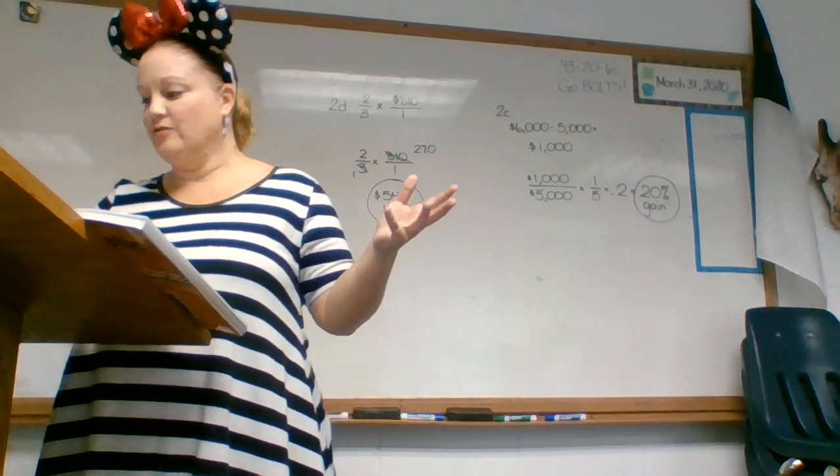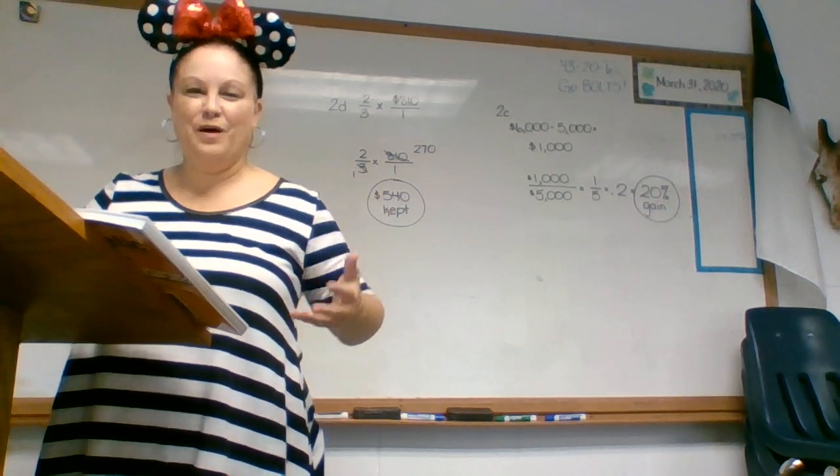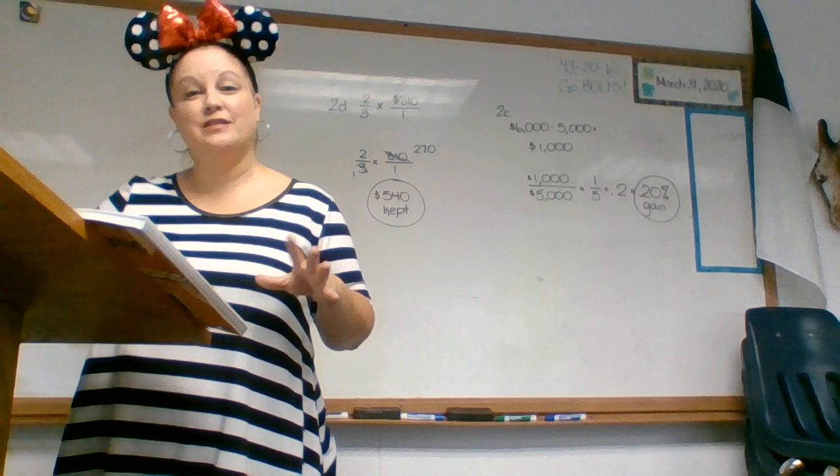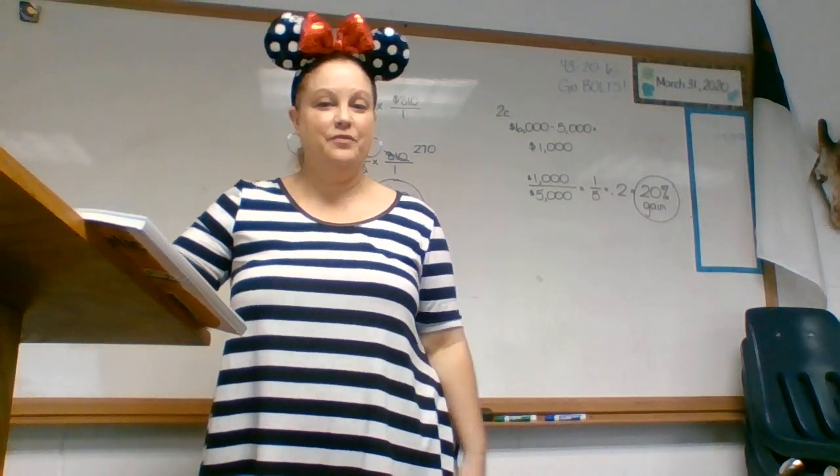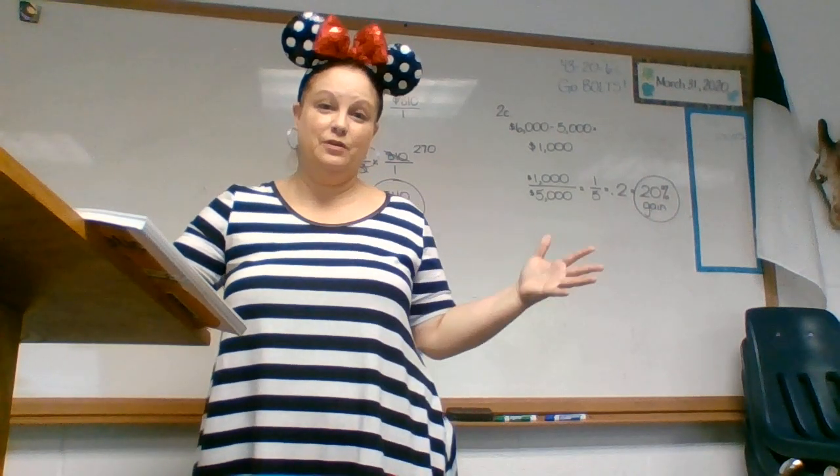Section 5 is find the answers. Watch your order of operations. Watch changing your percents to decimals. And then please cross off number 6 and number 7 because those are part of the lessons we skipped over until we come back.